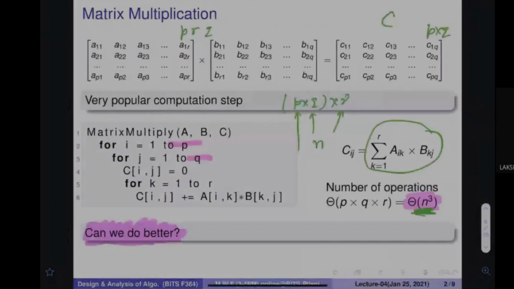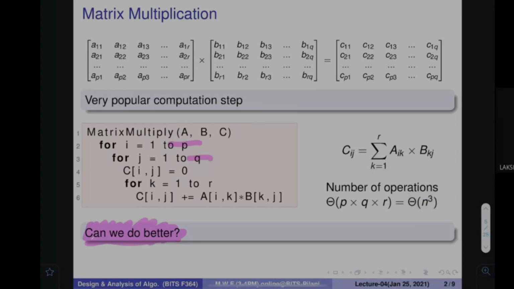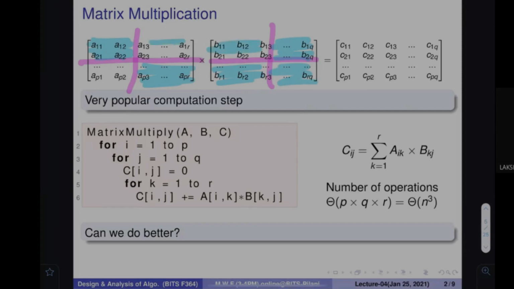One such approach is this: many times people have found that instead of using this complete multiplication, you can apply divide and conquer. What do I mean by divide and conquer? You can divide this matrix into two parts. You can also divide this matrix into two parts. If you divide the matrix into two parts, then the individual parts are also matrices. However, their size is smaller.